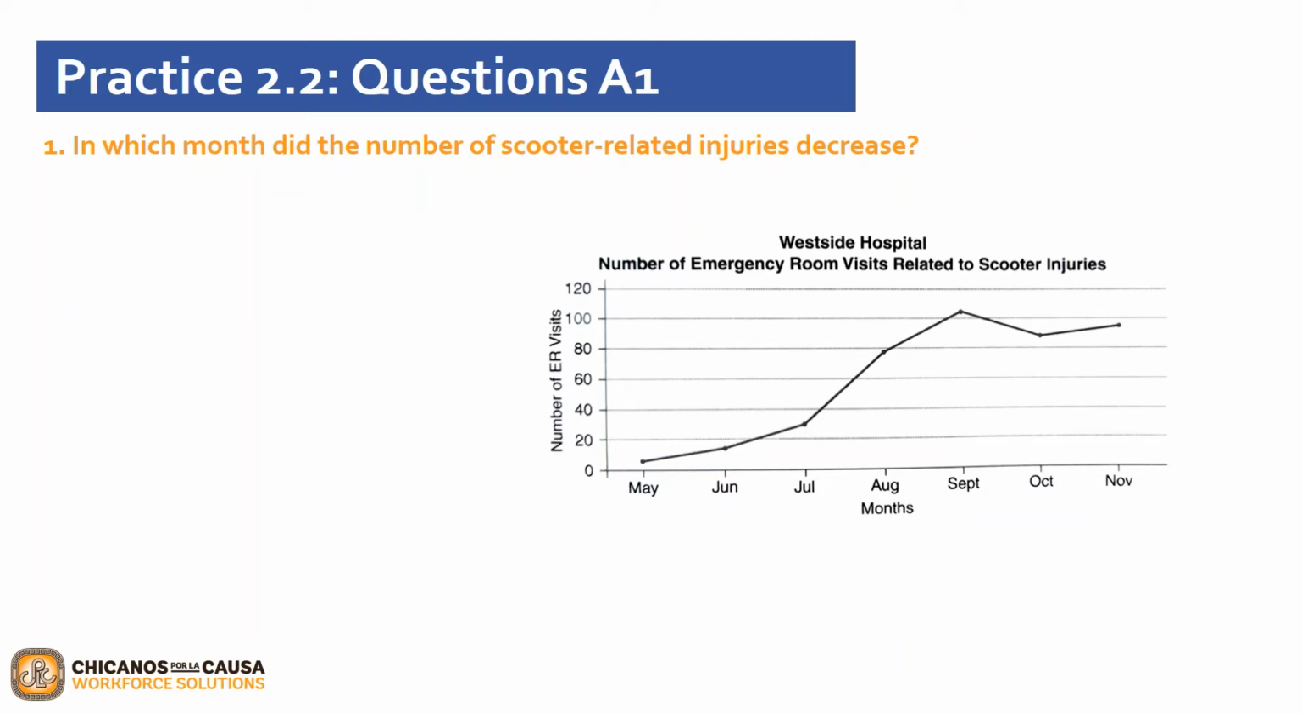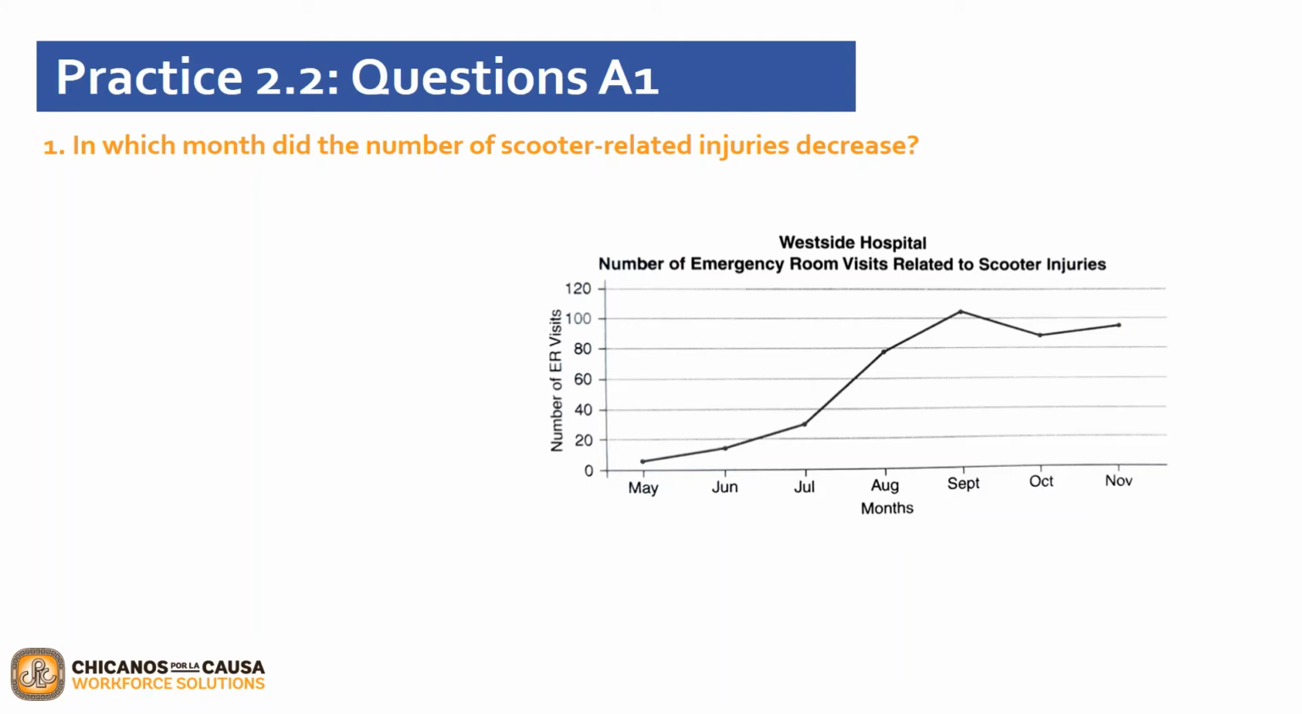Okay, question 1. In which month did the number of scooter-related injuries decrease? So you can see that this is the same line graph as before, and we determined that between the months of May through September, the scooter-related injuries actually increased, and we can see that from the slope of the line. So it goes from the bottom all the way to the top. But in this question, it's asking us when it actually decreased.